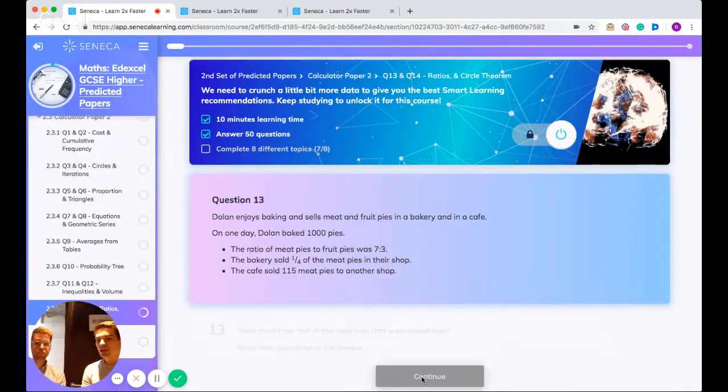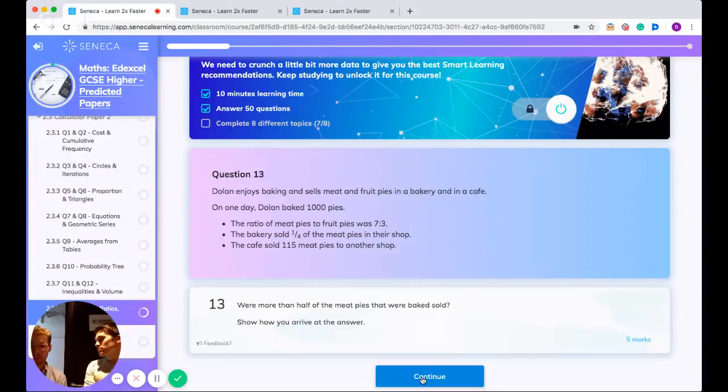Okay, so let's start actually with a ratio question. So Dolan enjoys baking and sells meat and fruit pies in the bakery in his cafe. I think that's separately meat and fruit, not meat and fruit together. On one day, Dolan baked 1,000 pies.